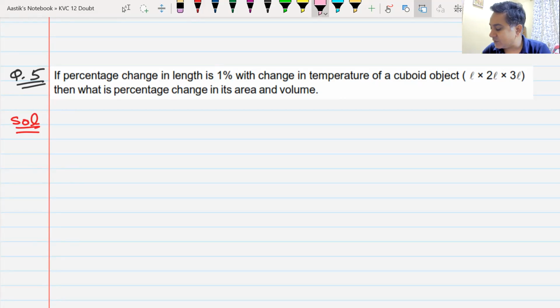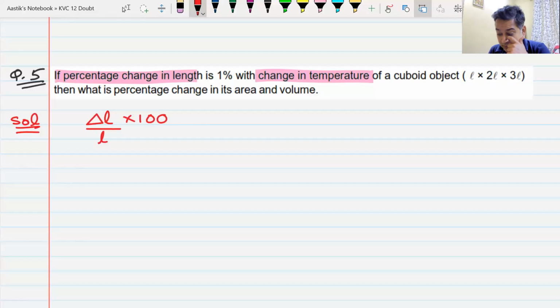Remember, it is because of the change in temperature. They have given the percentage change in length. Now, when I say percentage change in length, my dear friends, that is delta L, change in length upon original length, multiplied by 100. Yes or no? And we have already seen delta L by L will be alpha into delta theta, into 100%. And that is given as 1%.